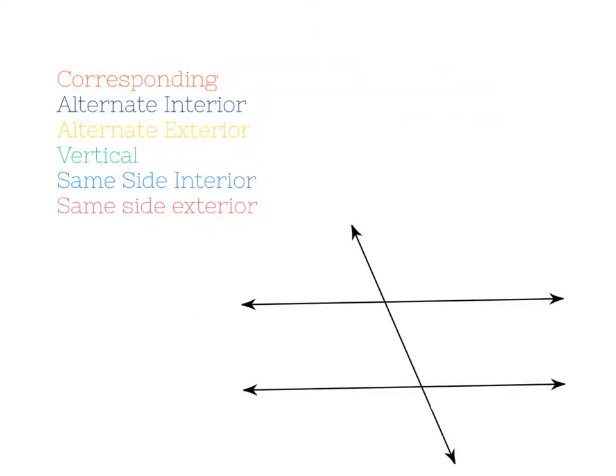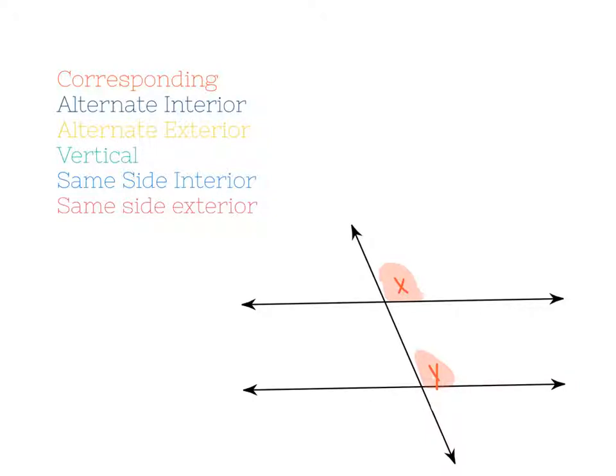There's 6 standard types of angle relationships that we're really going to be looking at in this module, and they are corresponding, alternate interior, alternate exterior, vertical, same side interior, and same side exterior. So corresponding angles, that would be something like this angle right here, as well as this angle right here. As you can see, they are kind of in what we would call the same spot. They're both above the parallel line and to the right of the transversal.